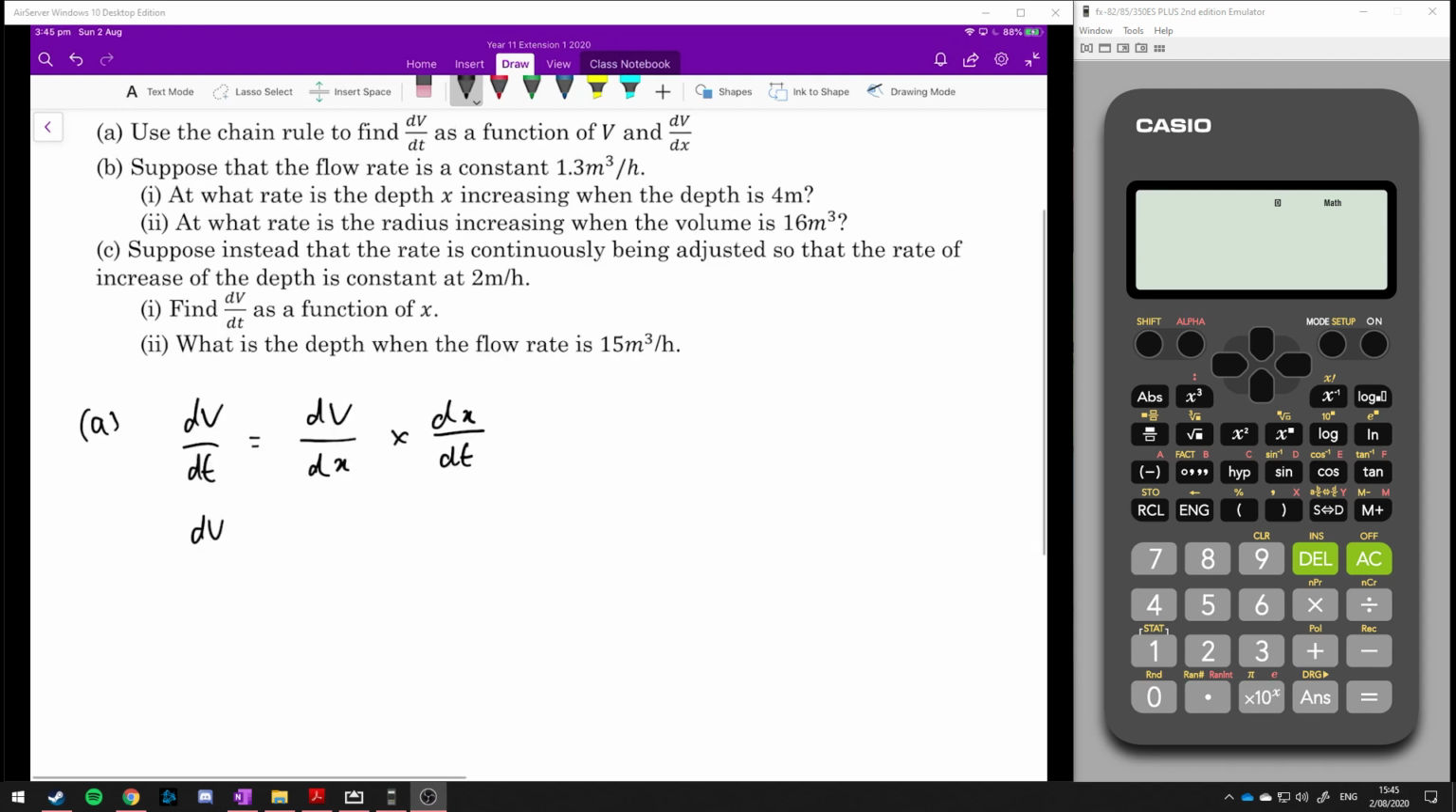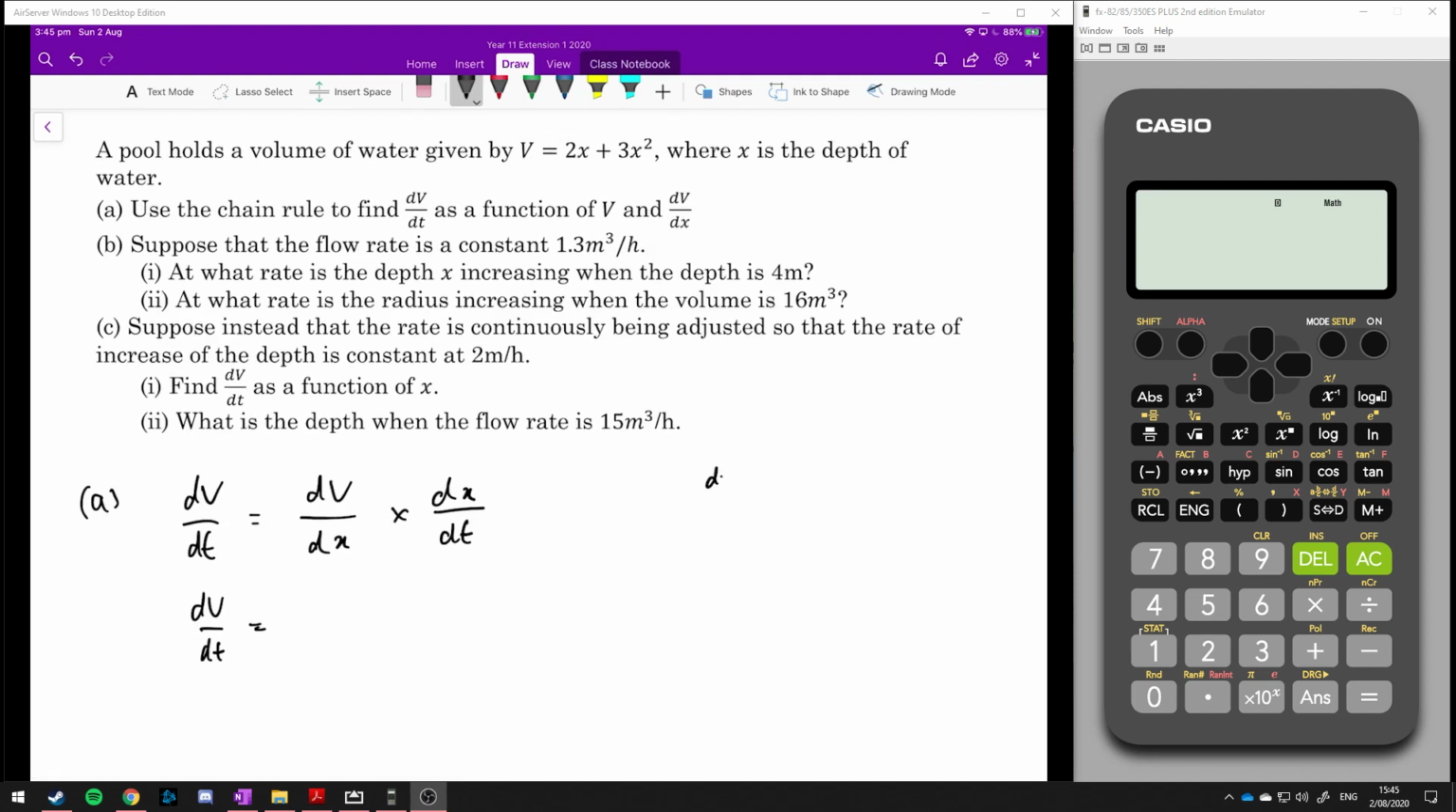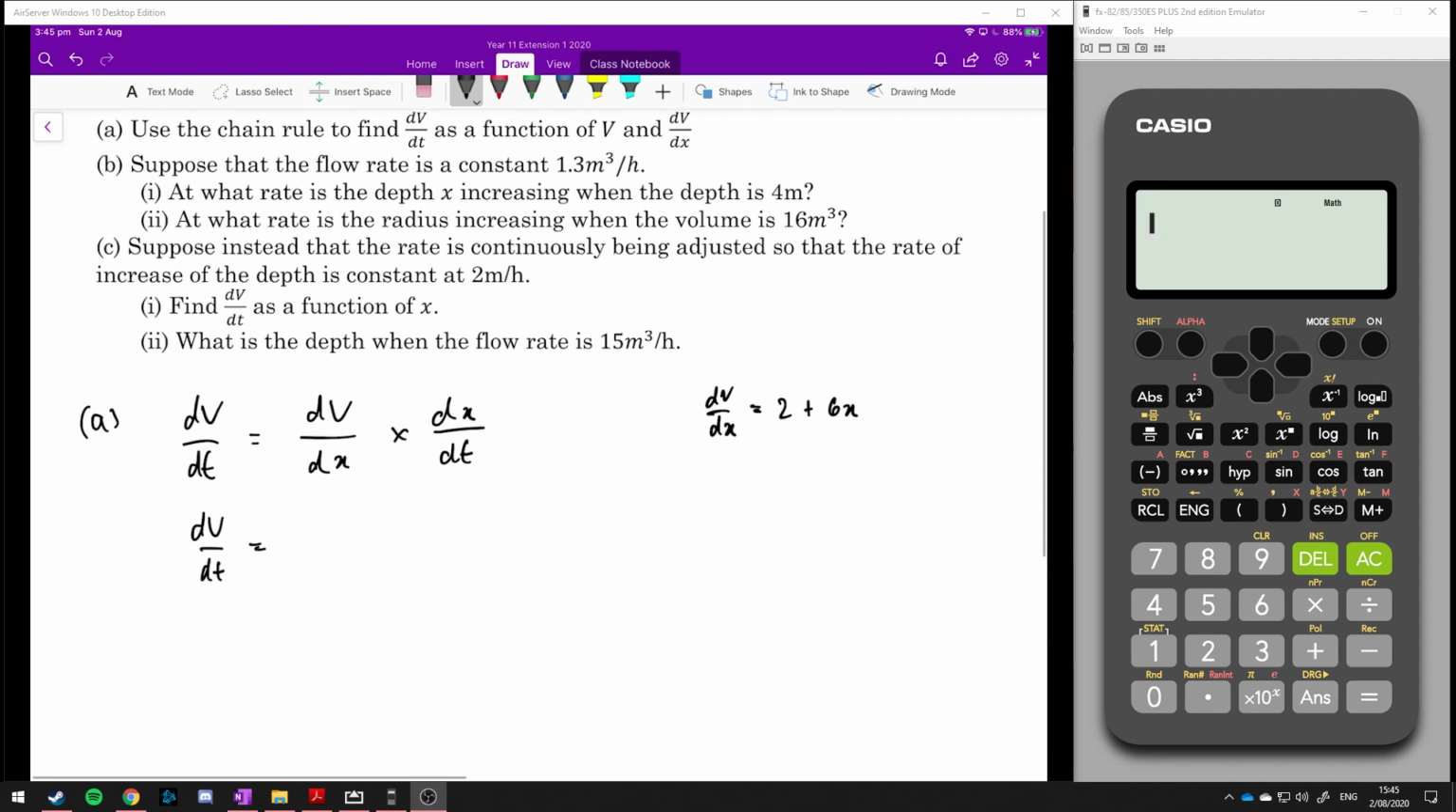So dV/dt is equal to, now we need to know what dV/dx is. I'm going to write it over here, that's the derivative of this, V with respect to x, because there's x's on the inside. So the derivative of 2x plus 3x squared is 2 plus 6x. That becomes our dV/dx, and we're going to multiply that by dx/dt.